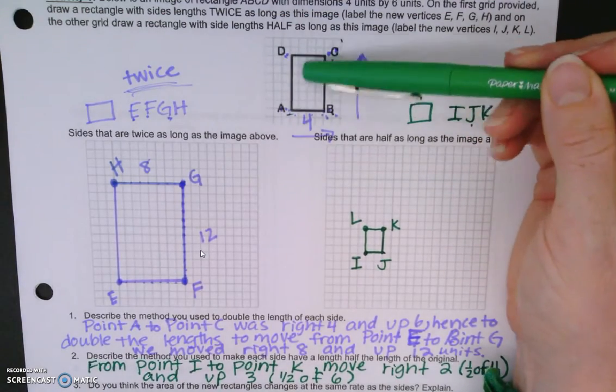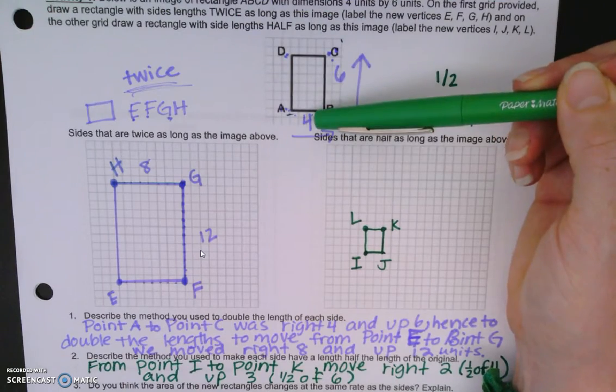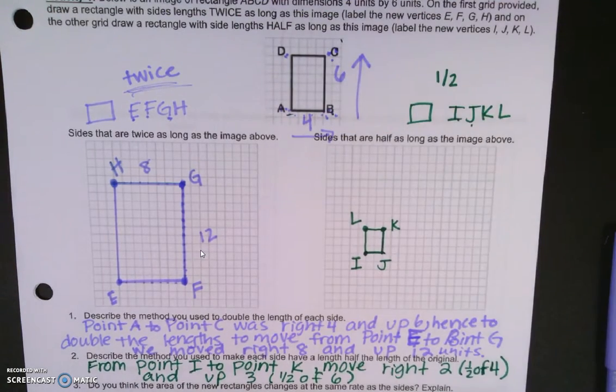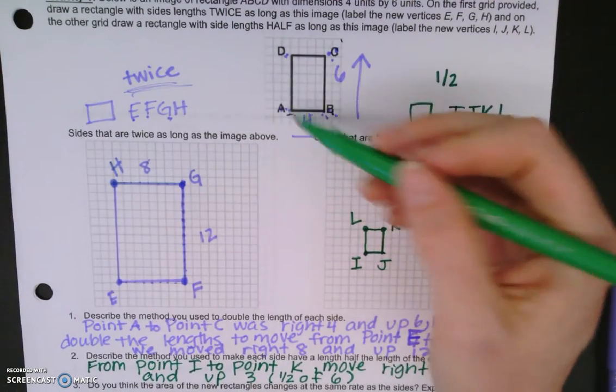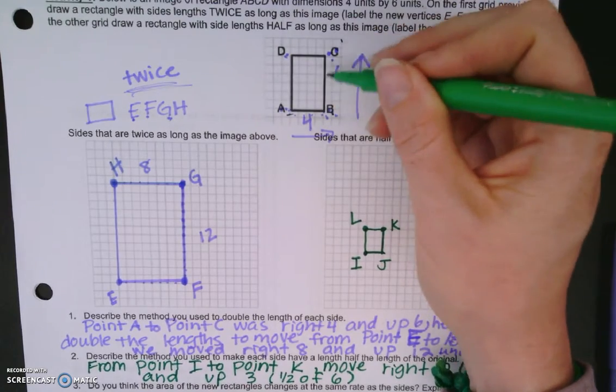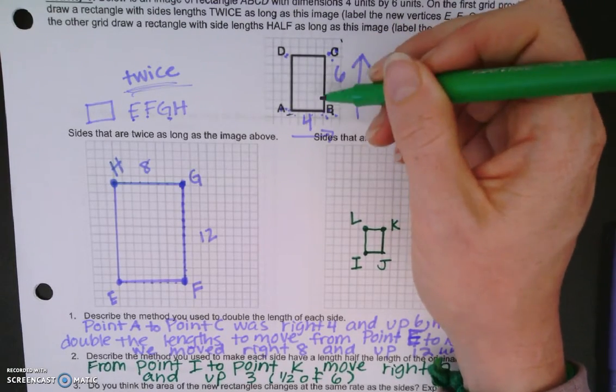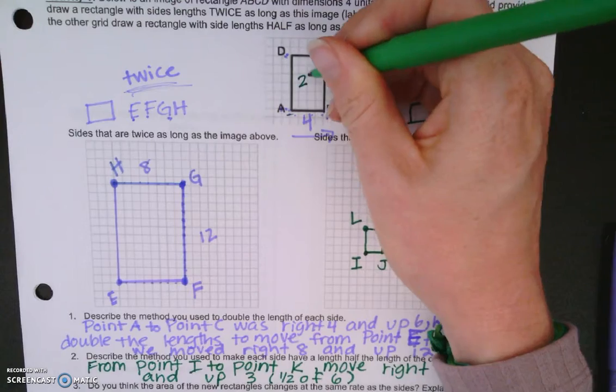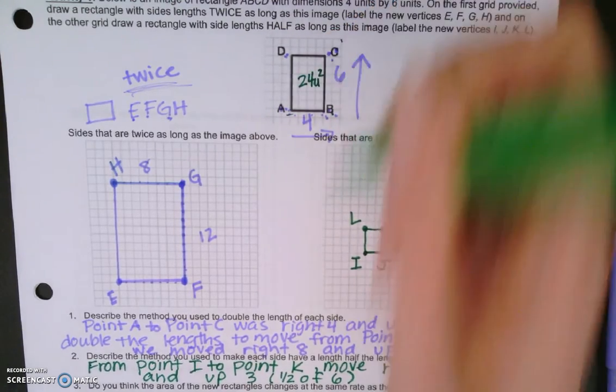If you were to count up all these squares to find the area of our original rectangle, what would you find? Take a moment to think about that. The area of our original rectangle is a 6 by 4, and if you counted all these up, you'd have 6 groups of 4, 4 groups of 6, so you'd have 24 square units.